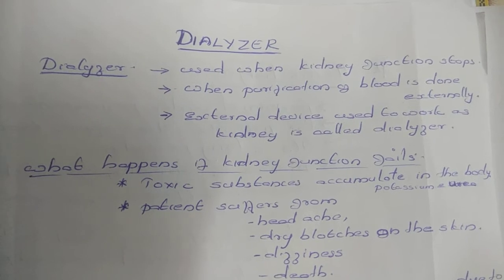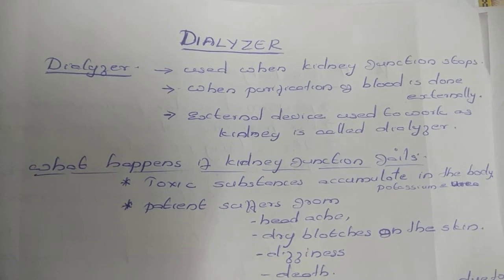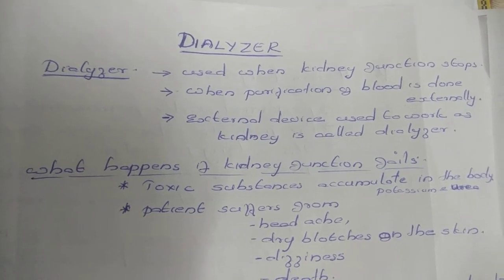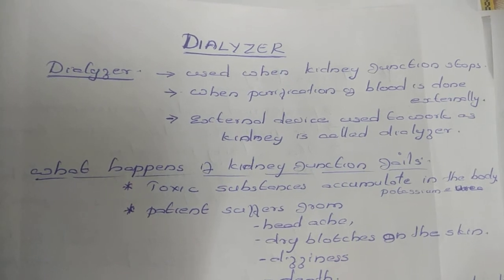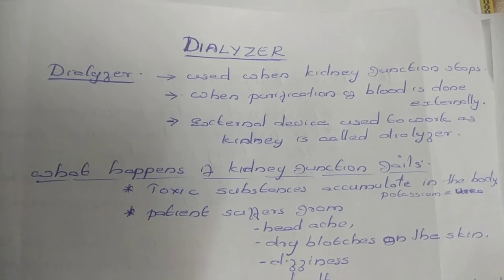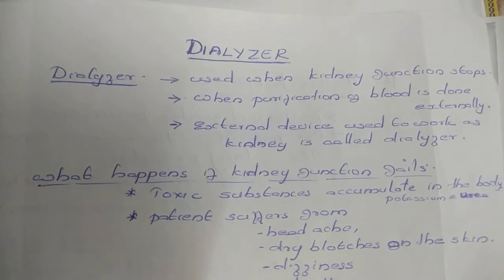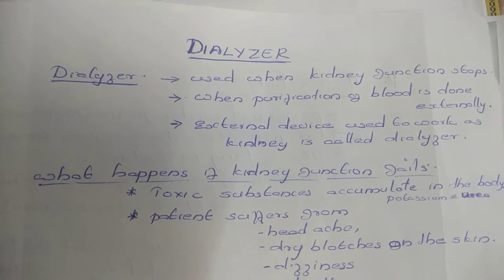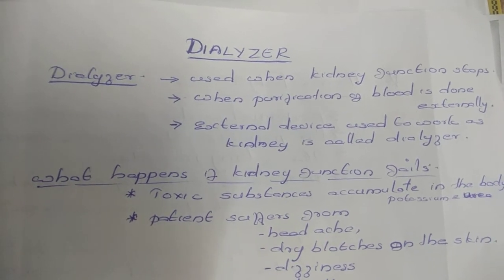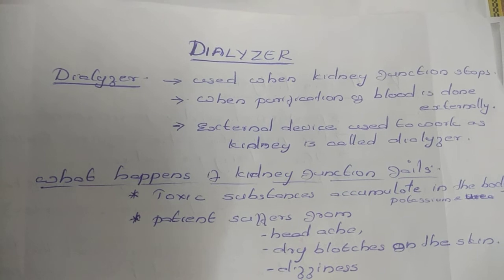What is a dialyzer? It's an external device used to work as a kidney. It is being used when the kidney functions fail. When purification of the blood is done externally, it is done by using a dialyzer.